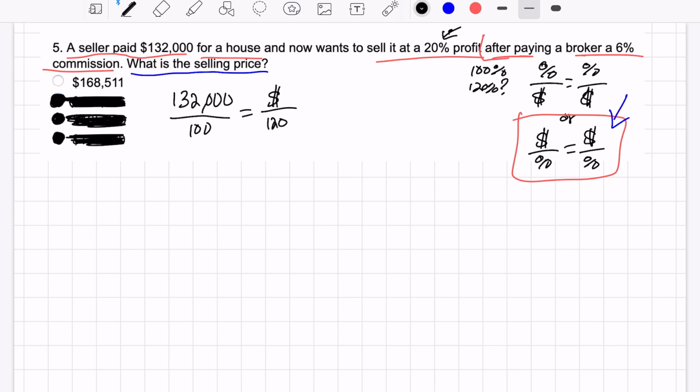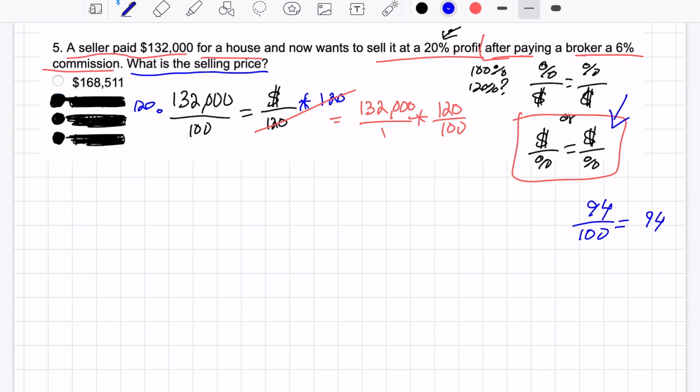When I do this process, I'm ready to eliminate whatever I can. So I'm going to multiply both sides of the equation by 120. Therefore, on my right hand side, I eliminate 120, and I'm left with 132,000 over 1 times 120 over 100. Keep in mind that anytime you have a number over 100, you can simply utilize the same numerator and move the decimal point as many times as the number of zeros at the bottom, in this case a multiple of 10. So if I have 120, then I move that decimal twice. So the number is 1.20.